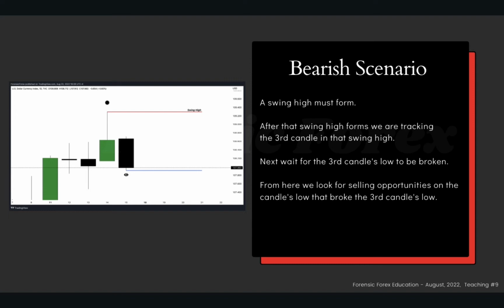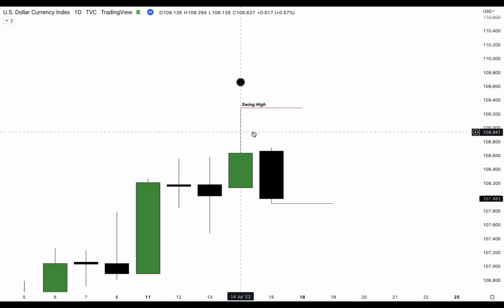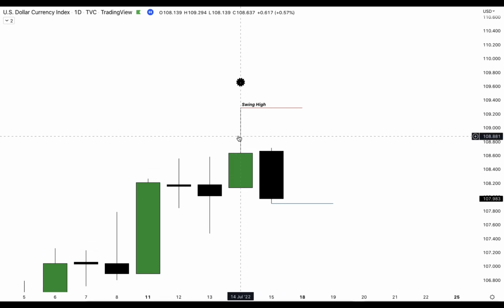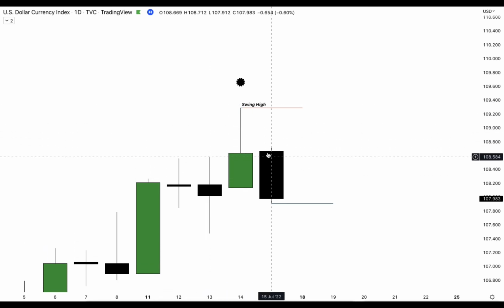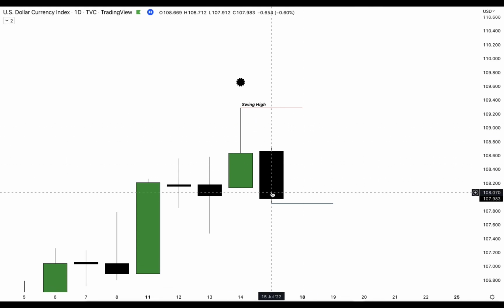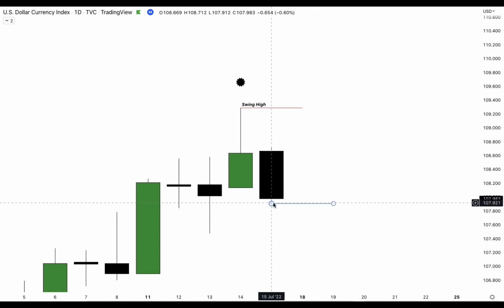Let's look at an example of what I'm talking about. We have a swing high formation that we defined earlier. So you have a high with a lower high on the left and a lower high on the right. It only takes 3 days or 3 bars for this formation to form. After we have this formed, we're waiting for this third candle's low to be broken. So we're stalking this. We're patient here. We're being disciplined traders. If you're following the model correctly, we're waiting for this low to be broken.